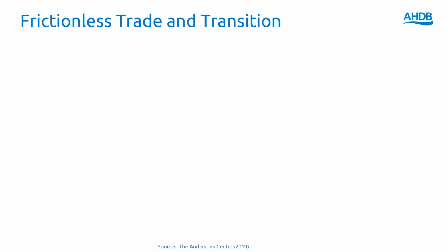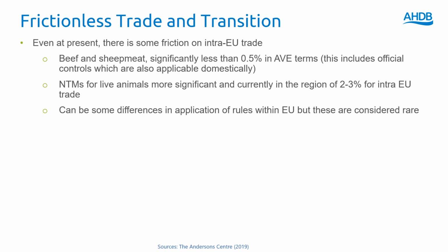A few other points I'm just going to make around frictionless trade and transition. Even in an intra-EU context at the moment, there are some frictions that do take place. Very small in terms of beef and sheep meat. But if we look at areas like live animals, for instance, there are controls that take place, and within intra-EU trade, they result in an ad valorem equivalent NTM cost of about 2 to 3%. And there are also some differences that can take place within EU countries in terms of rules, but they're considered quite rare, particularly in the context of the beef and sheep industry.